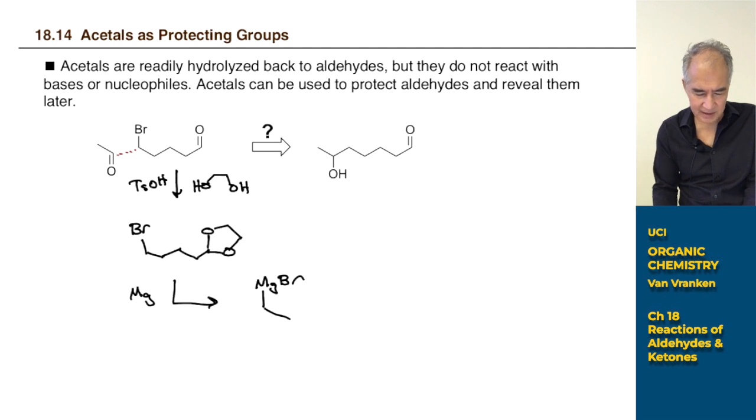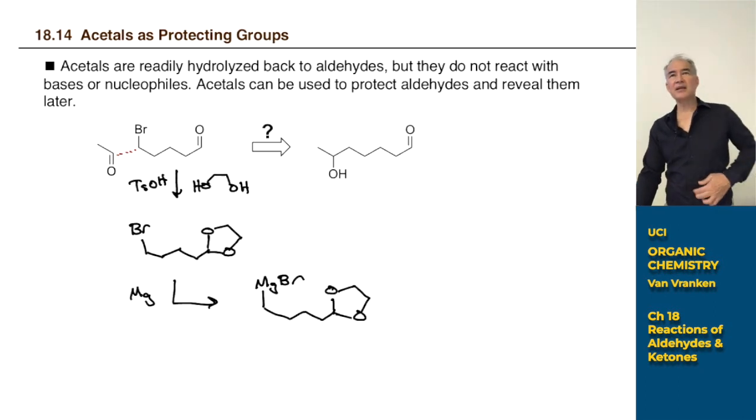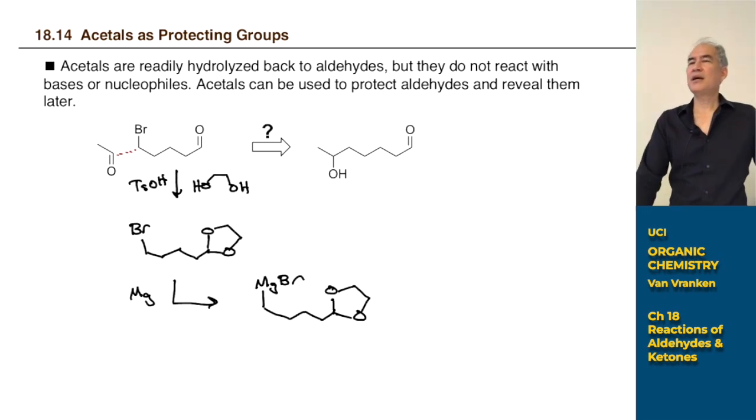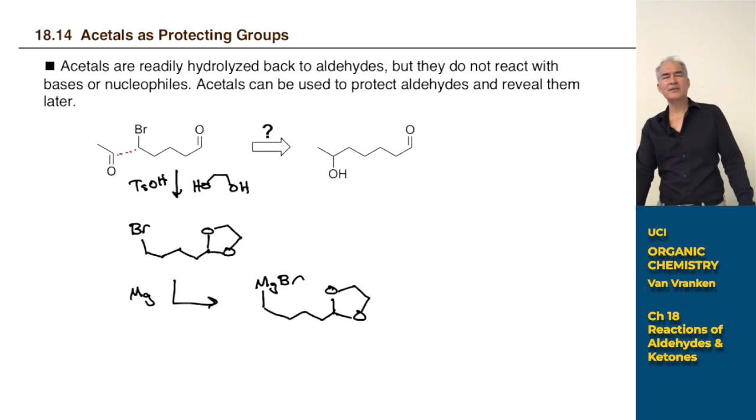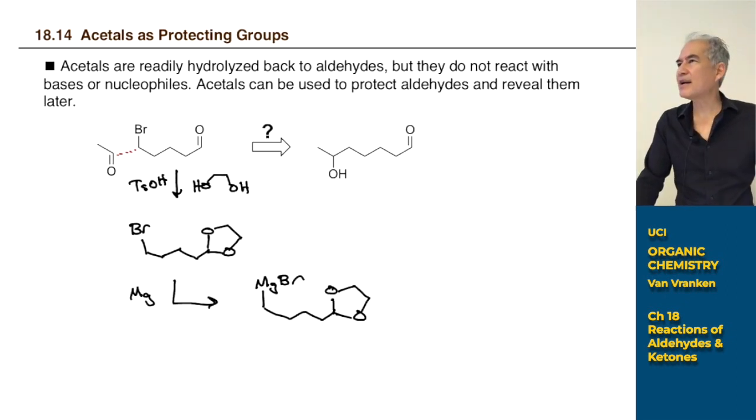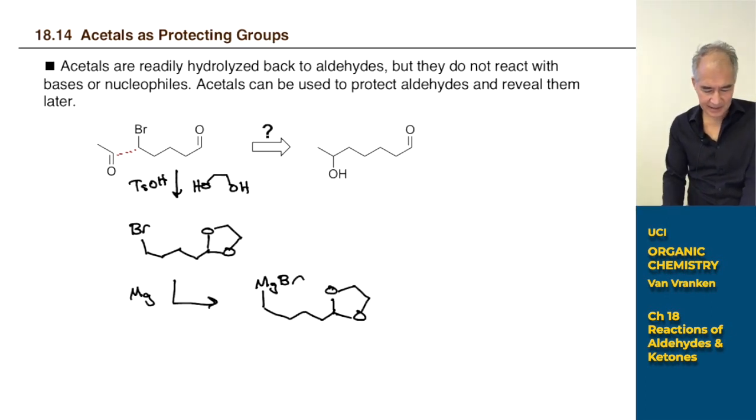Our carbon-bromine bond is now a supernucleophilic carbon-magnesium bond, and it doesn't matter that it's nucleophilic. That acetal is not going to touch it. You can't use base to remove acetals. You can't use nucleophiles to remove acetals. You can't do SN2 reactions on acetals. When you want to remove that acetal, you use acid. And I'm not putting any acid in here.